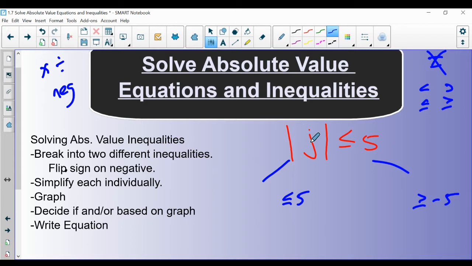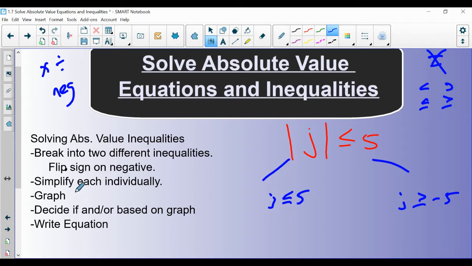Then you get rid of the absolute value signs and you just have the j and j. So we have j is less than or equal to 5 and j is greater than or equal to negative 5. Now, generally, if there was more happening with j, if it was like j plus 1, you'd have to subtract 1, you'd have some solving to do. And then your next step is to graph it.